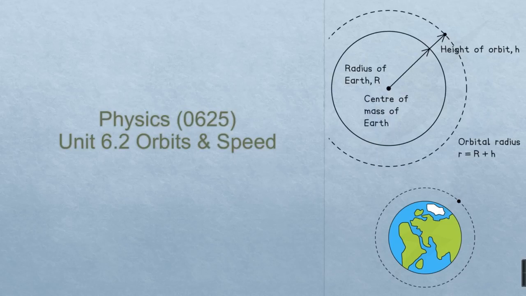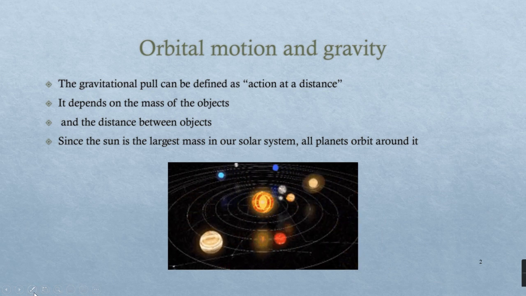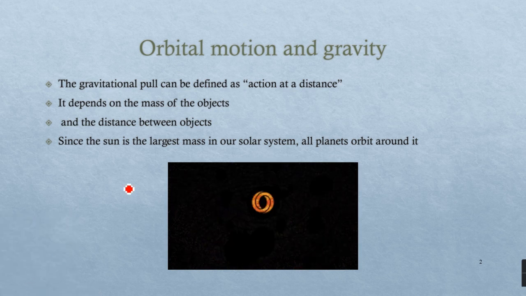Alright, let's cover the next topic, which talks about the orbits and the speed of the planets orbiting around the Sun. Let's first talk about the orbital motion and its relationship to gravity.